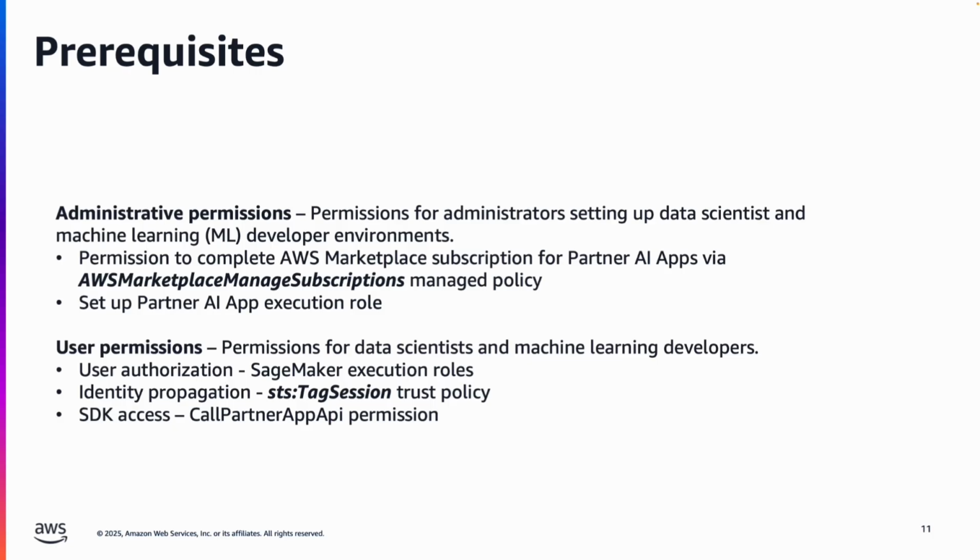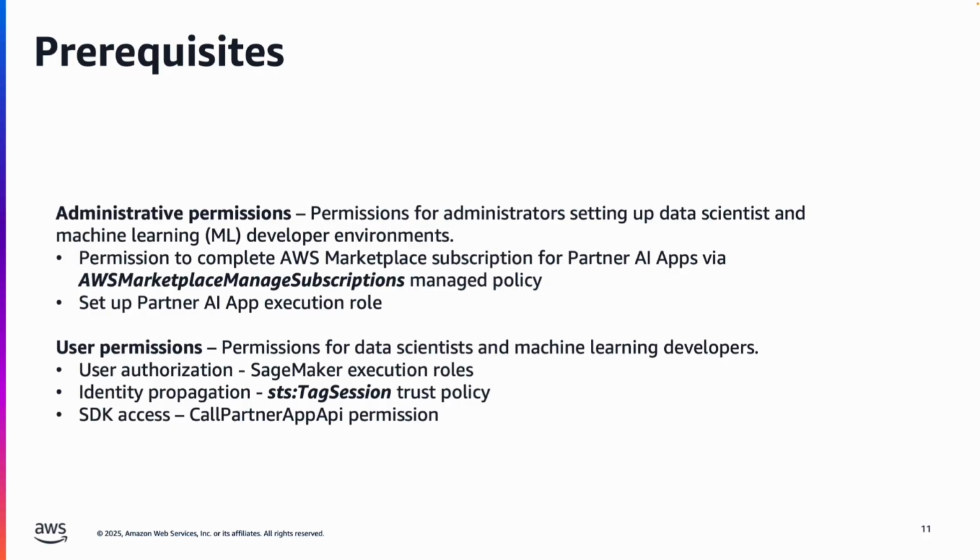Next, we need to set up a Partner AI app execution role, which is required for the app to interact with resources in the AWS account. A full detail of what these permissions are and how to set these up will be provided in a link in the video to the documentation page, which has all the permissions required.